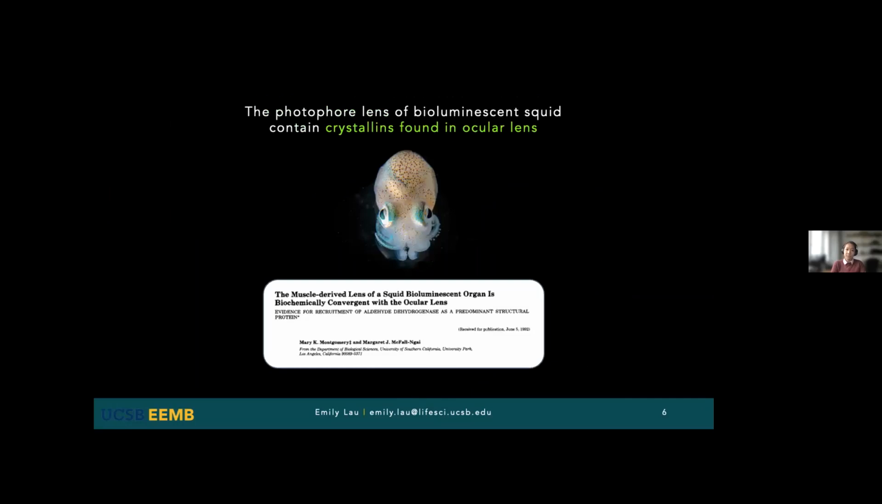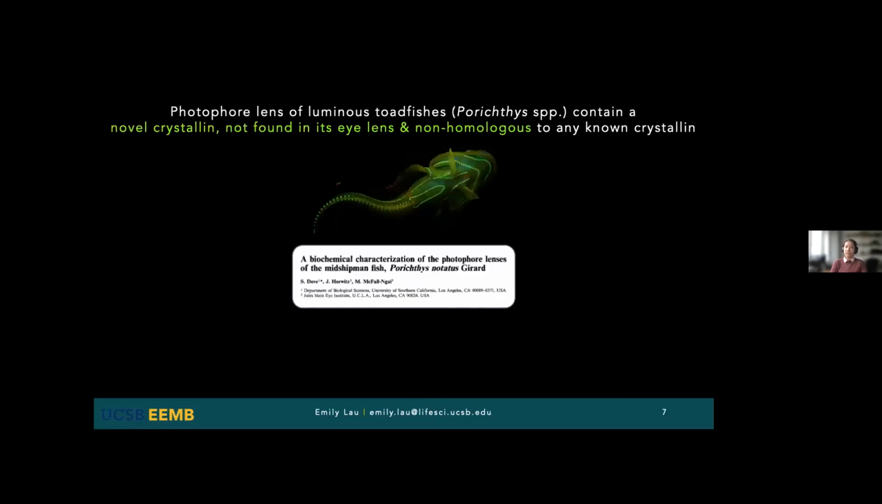And generally, we know very little about the molecular basis of photophore lens, but we know that the photophore lens of luminous squid contain these structural proteins called crystallins that are found in the lens of eyes. The photophore lens of toadfishes, however, have a novel crystallin that is not found in their eye lens, and it's completely non-homologous to any known crystallin. So here we aim to answer, what is the genetic identity of this novel crystallin, and how did it evolve?